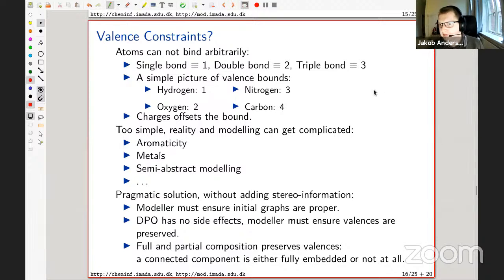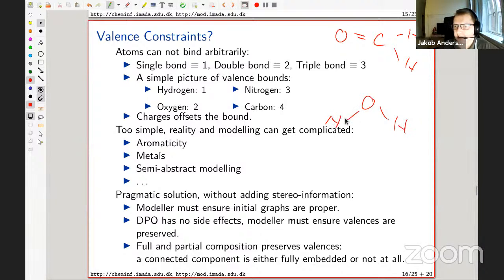So I bet many of you have had a bit of chemistry at some point, and then you were taught that, well, atoms cannot have too many bonds. Hydrogens can have at most one bond. Nitrogen can have 3, oxygen 2. So oxygen, it could either be a double bond to a carbon, for example, or as in water, it could be these 2 bonds, and so on. Carbon can have 4. And this is what we call valence constraints in chemistry.